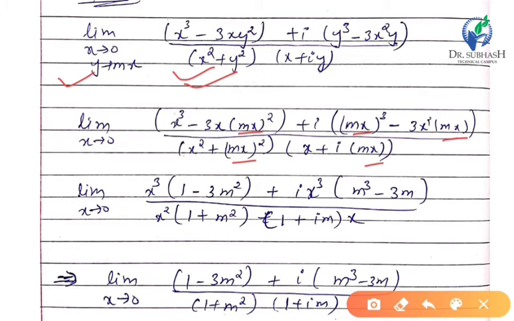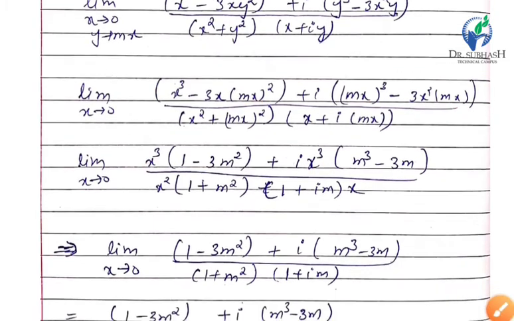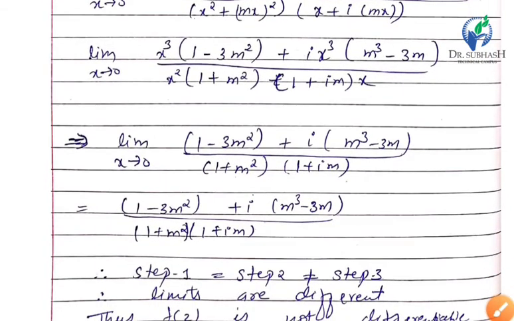Now I will take common from numerator and denominator. From the numerator I am taking out x cube common, and from the denominator I am taking x square common, and here I am taking x common. Now again, from the numerator this x cube will get common, and from the denominator x square into x I am getting x cube.